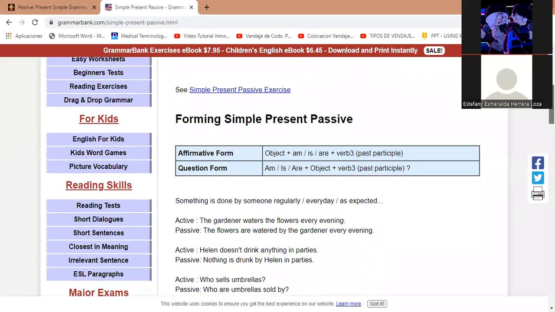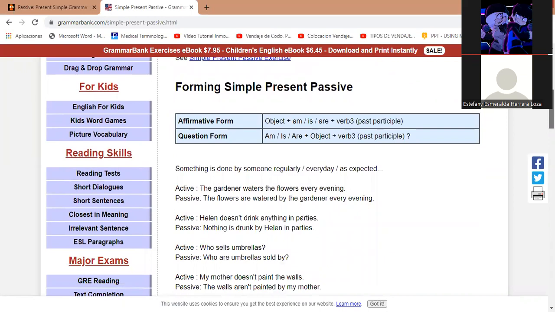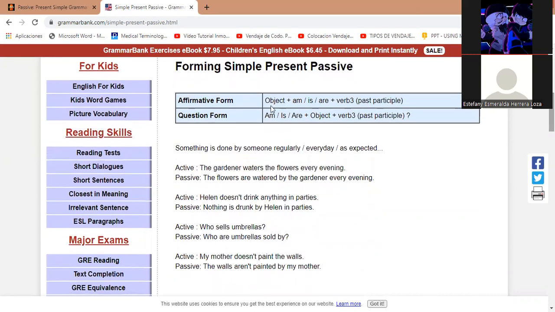All right, so this is a quick exercise. Again, it repeats for you the structure for the passive voice: the affirmative, the question, and then we already know the negative also. So this is it. Am, is or are is all you have to remember to use, depending on the subject.